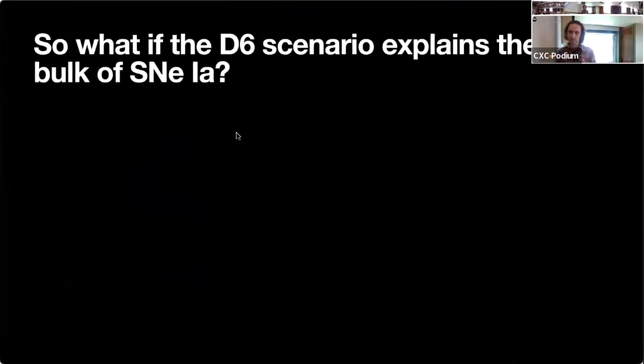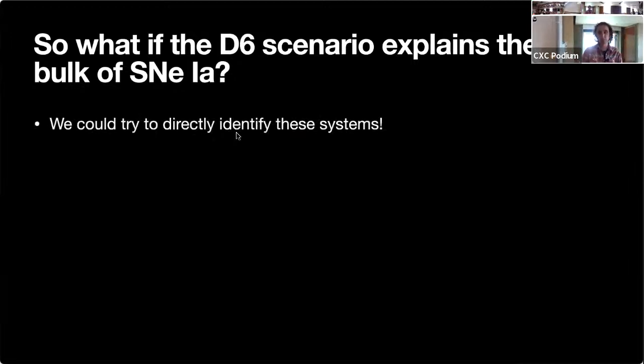So let's be ambitious. Let's start out by asking, what if this scenario explains the bulk of type 1As? What will we see? And in general, how can we try to falsify this prediction? The easiest thing to do would be to try to identify these progenitor systems directly, just by looking for these double white dwarf systems. But unfortunately, that's basically impossible to do.